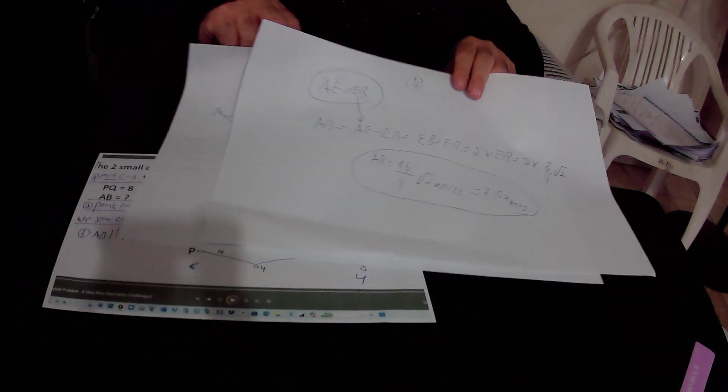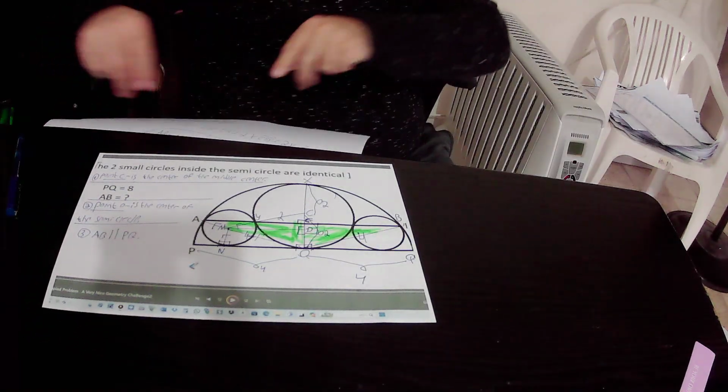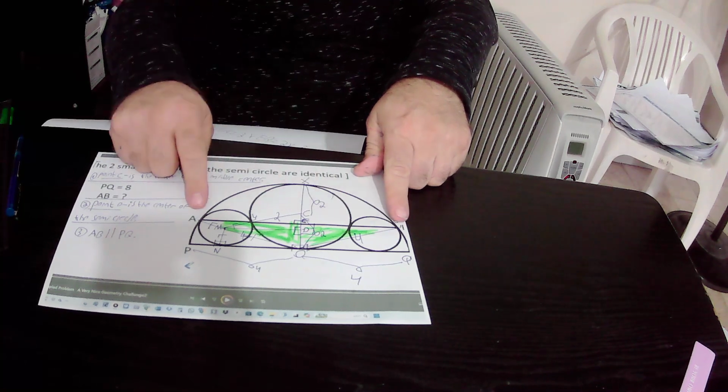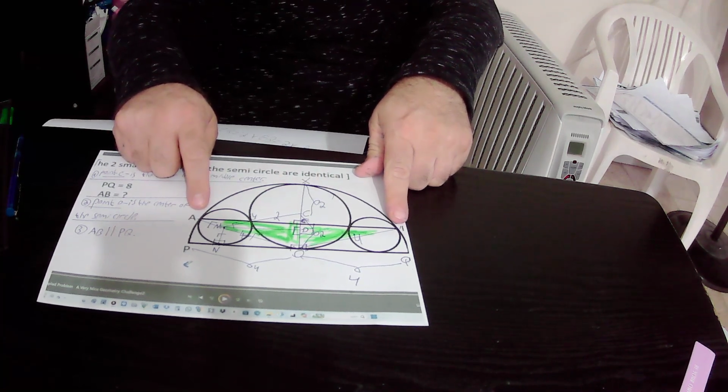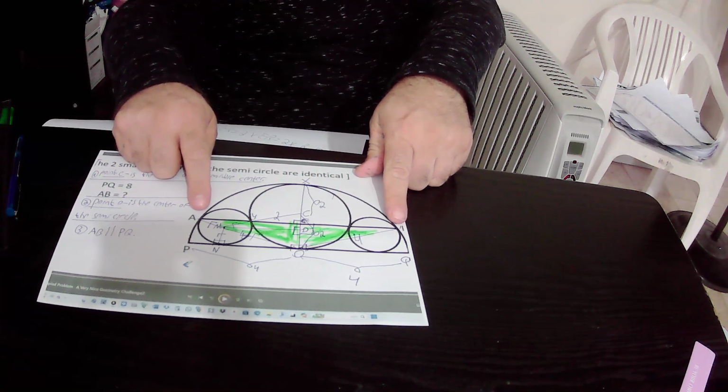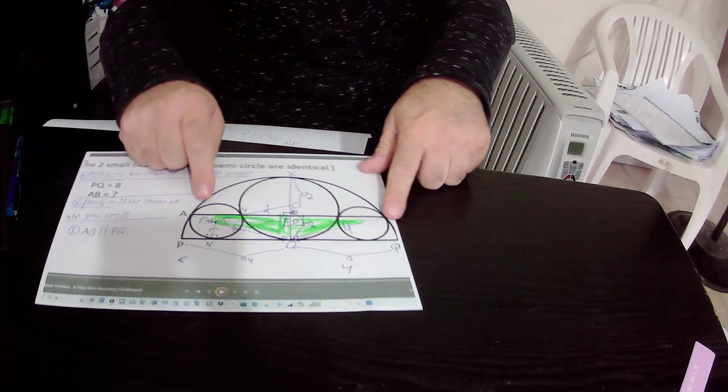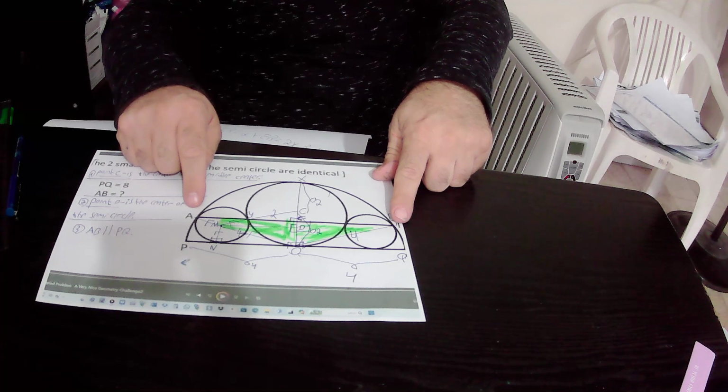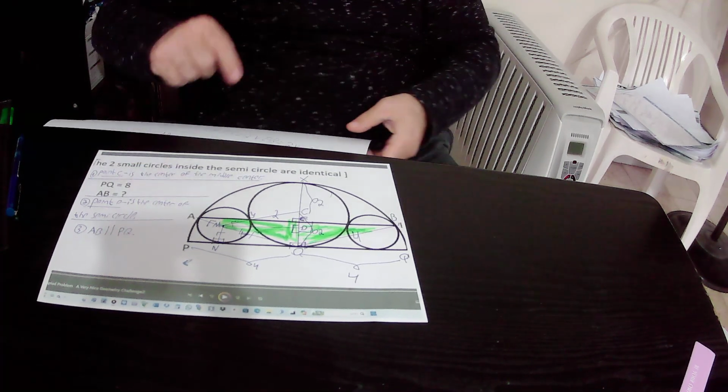I'm repeating again, the size of chord AB is equal either to 16 over 3 times the square root of 2 units, or in terms of numbers, the size of this chord AB equals 7.54 units. Okay, thank you very much.